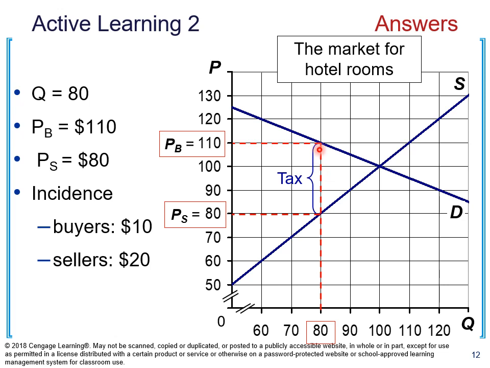And the equilibrium quantity here is going to be 80. So there's a drop in the equilibrium quantity from 100 to 80.